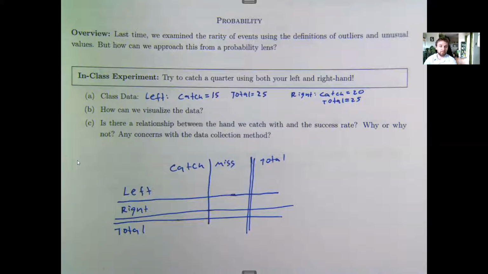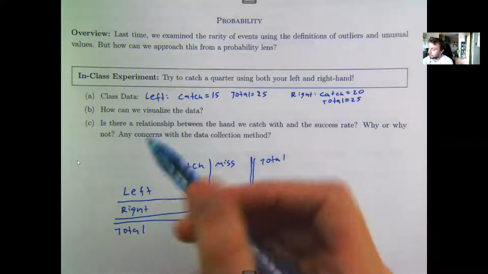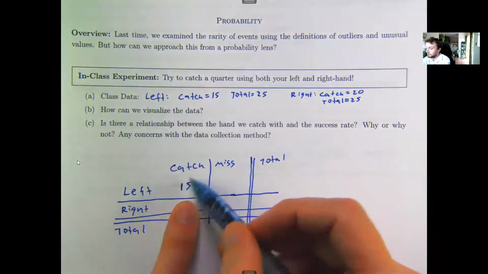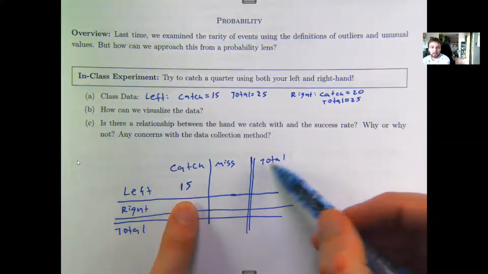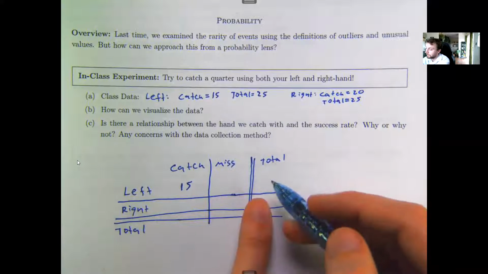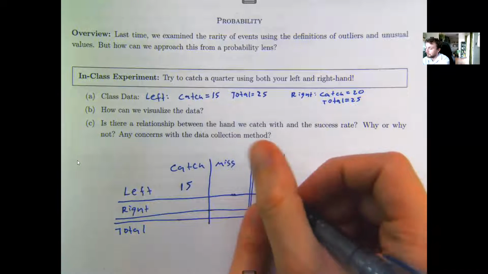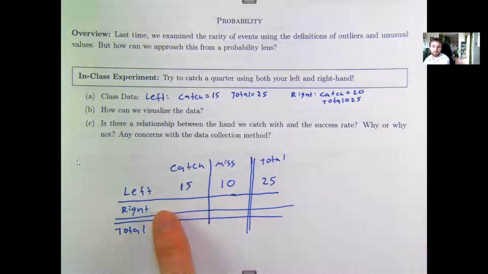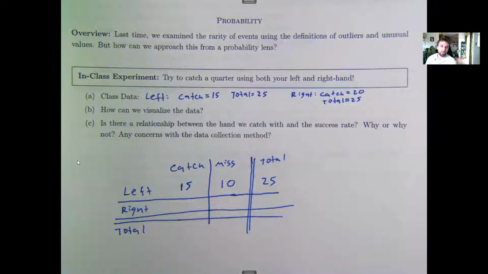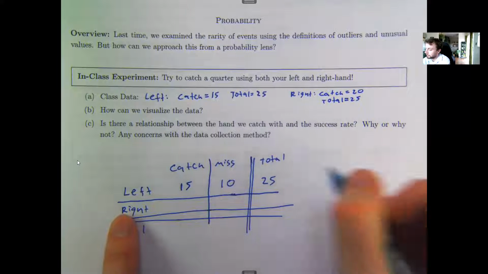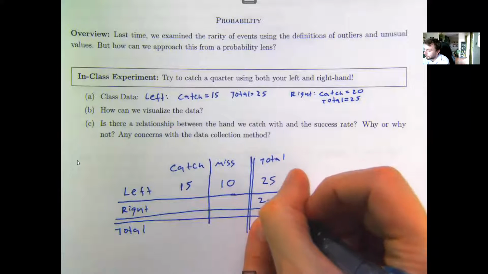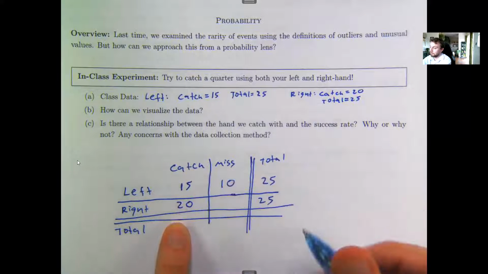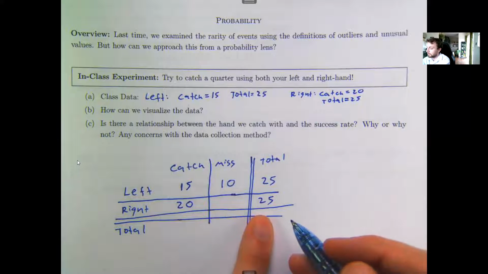I'm adding things up. With the left hand, we caught 15 times. This is 15 catches with the left. In total, we did 25 attempts with the left. So that means that we missed 10 of those times. 15 and 10 gives me 25. Looking at the right hand, this is also out of a total of 25 attempts. Caught it 20 times. So 20 and 5 gives me 25.